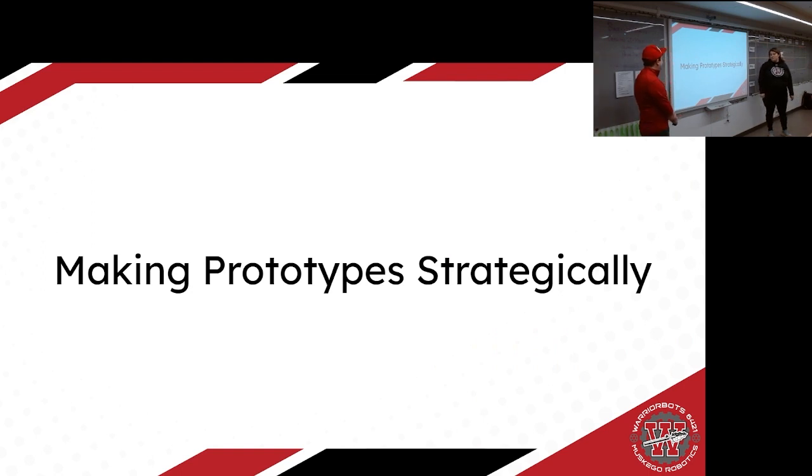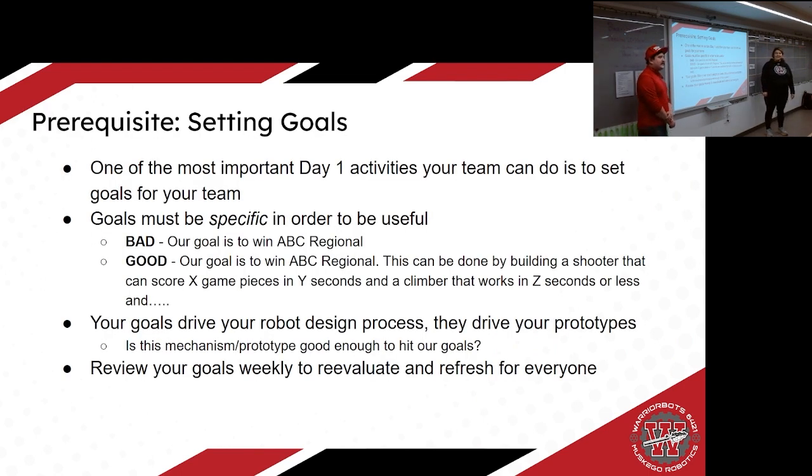All right, making prototypes strategically. So first step, this is today. This is today, tomorrow, Monday, somewhere in there. Setting your goals. Before you can start prototyping what your robot can be, you need to set what it should be doing. So you should be setting concrete goals for your team. If you say we want to be in Einstein this year, you as a team have to say, okay, what does that mean? What is a robot that is in Einstein? What does that robot do? And then set those goals.